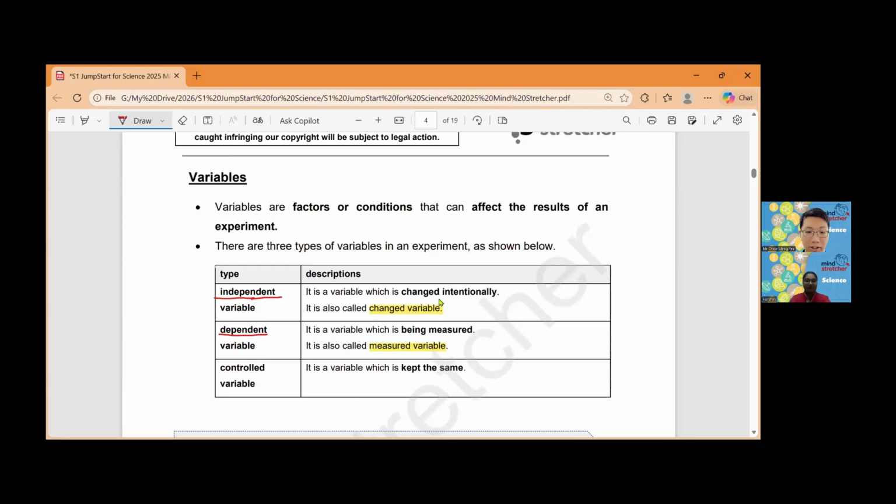And controlled variable, this is also called constant variable. This one's still the same, constant variable, control variable, basically the variables that are kept the same. So you should not have an issue with this. Any questions so far? Please put them in the chat.